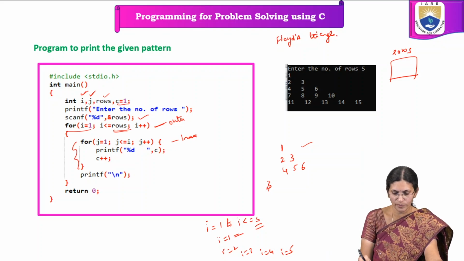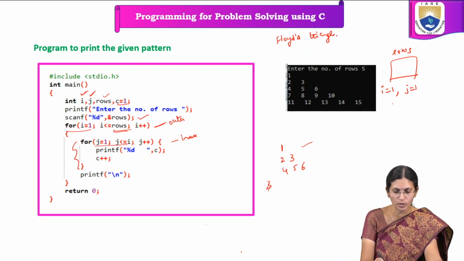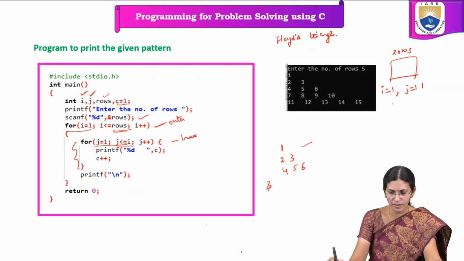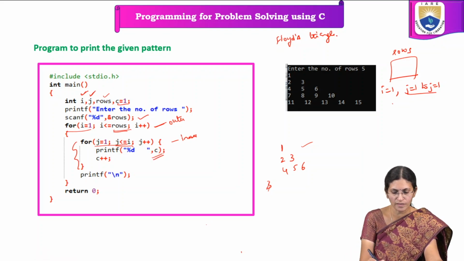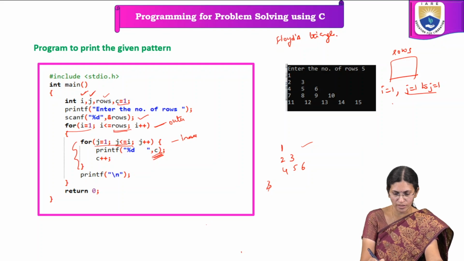Now let us see how this pattern is going to be printed. When i is equal to 1, j is equal to 1. This inner for loop will vary from j equal to 1 to j less than or equal to i. In the first iteration i is equal to 1, so it will vary from j equal to 1 to j less than or equal to i, so only one time it will repeat. The inner for loop will repeat one time and it will print the value of c. What is c here? c is a count variable, which keeps on incrementing in each iteration, as you can see here.